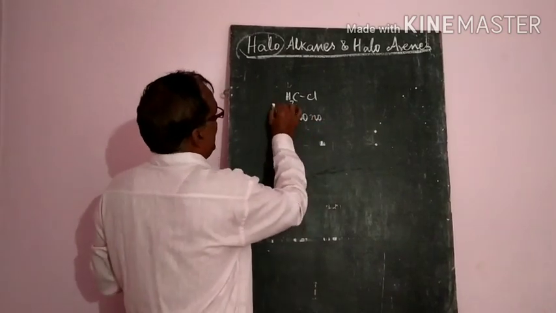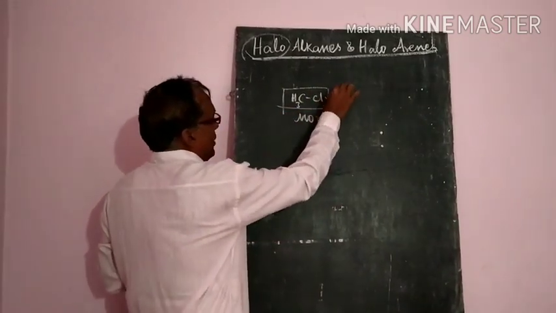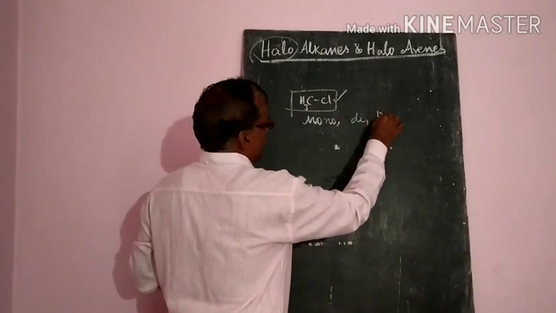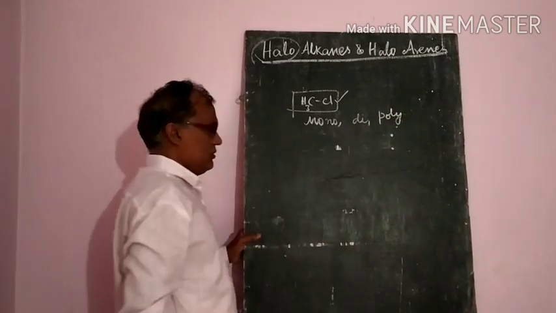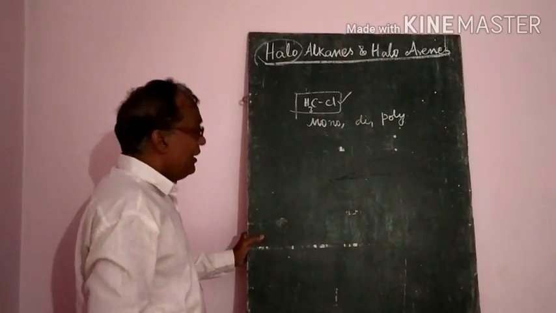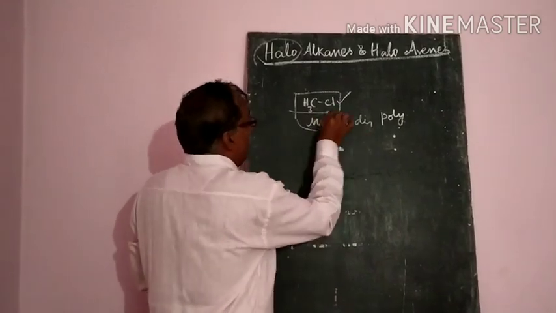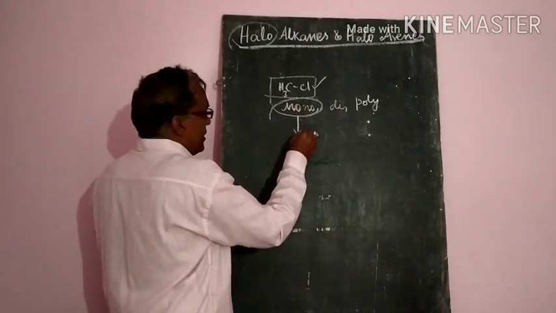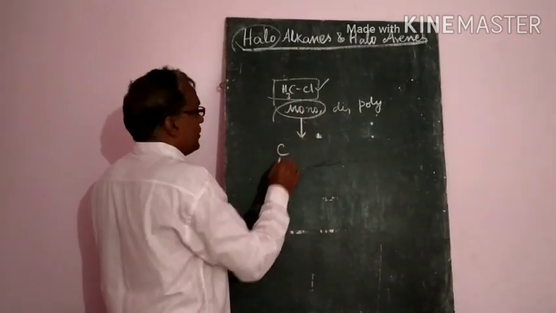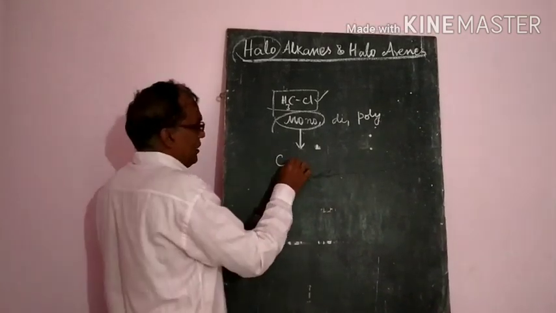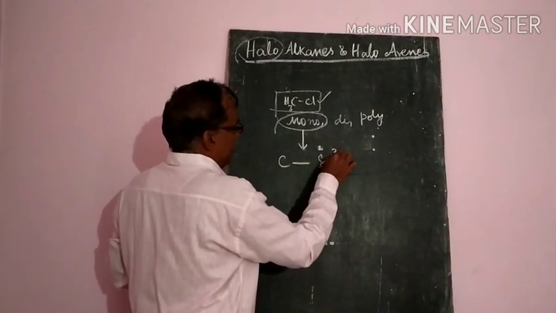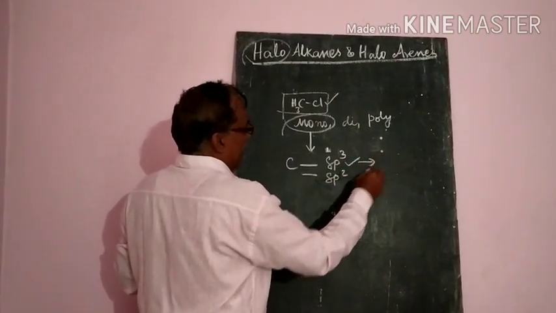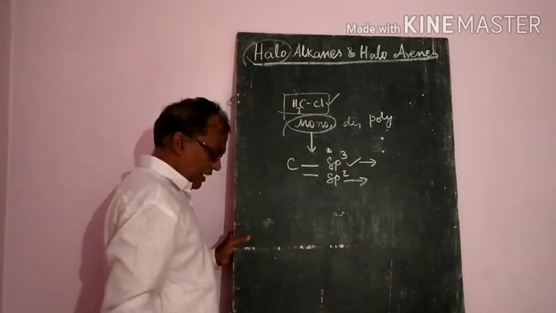These are the main important classifications. According to the number of halogen atoms, they are classified into monohalogen compounds, dihalogen compounds, or polyhalogen compounds. Again, these mono compounds are further classified according to the carbon atom to which the halogen atom is attached. Already we know the carbon atom can be in the sp3 hybridized state or the sp2 hybridized state. sp3 we find in the alkanes, sp2 we find in the arenes.